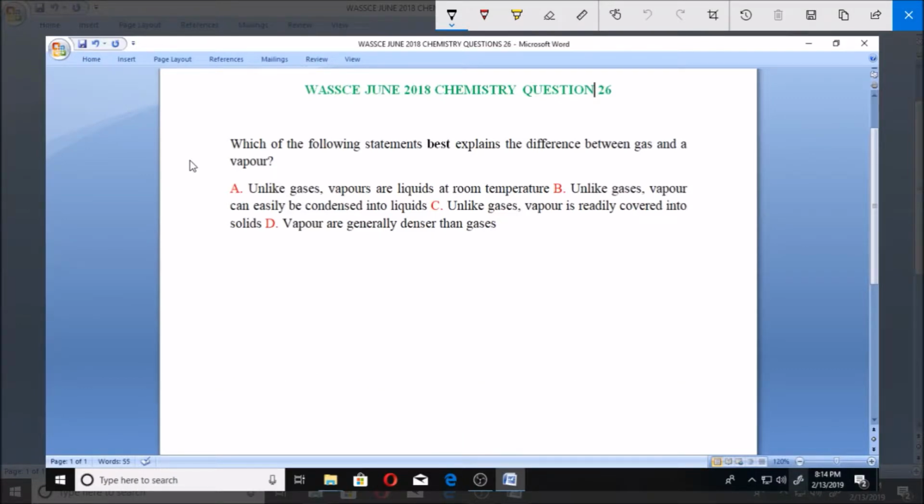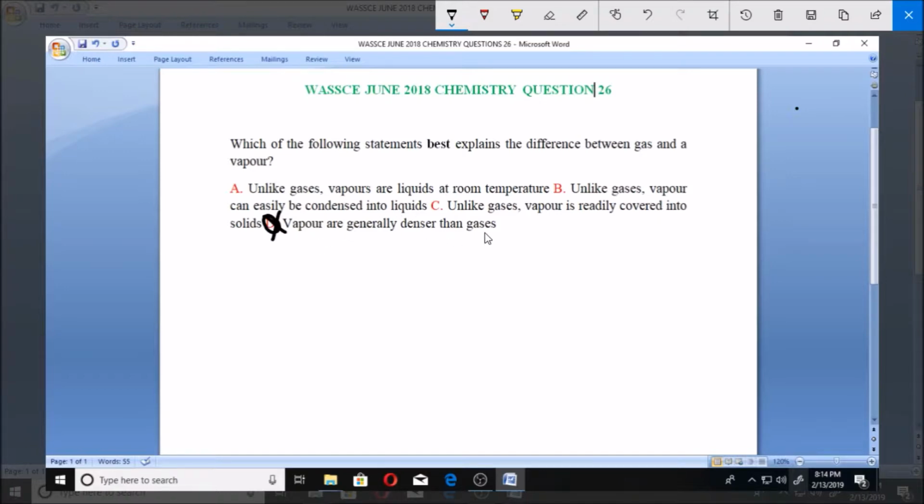So how do we go about this? Now I can actually use the elimination method to put this out. Looking at the statement, which of the following best explains the difference between a gas and a vapor? So what is the major difference between a gas and a vapor? Is it that vapor are generally denser than gases? That is not true.